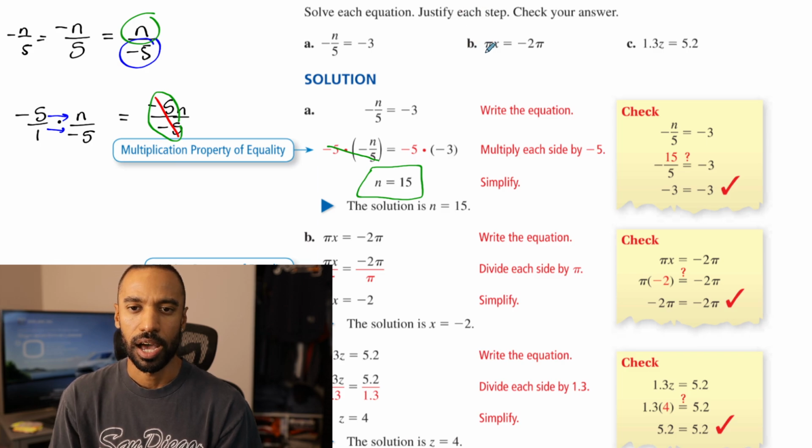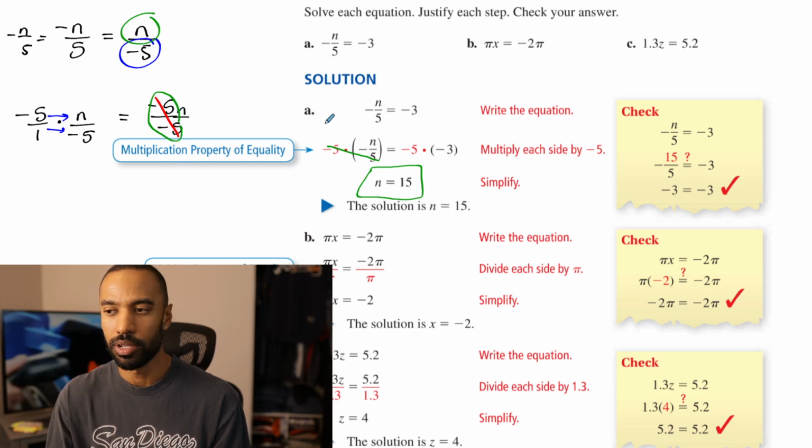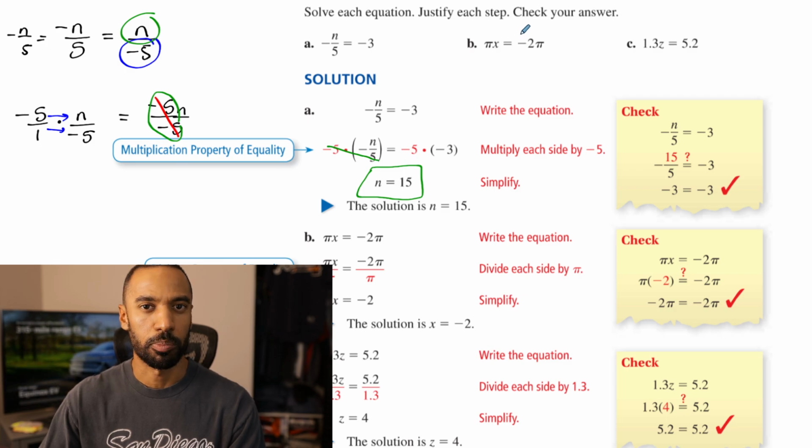Let's try part B. Pi times x equals negative 2 times pi. What are we trying to solve for? The x variable. What's affecting x? Pi. It's multiplying by it.